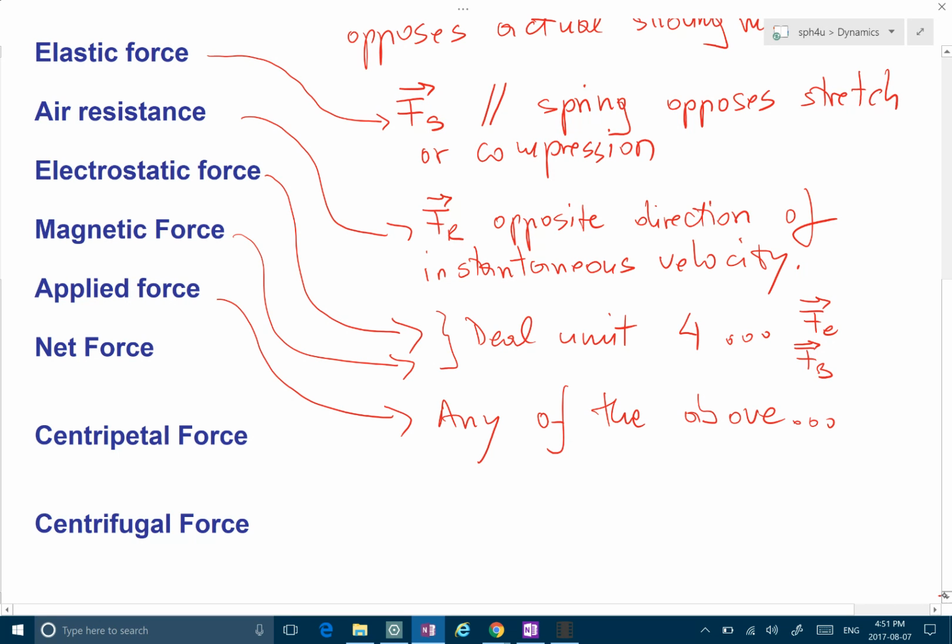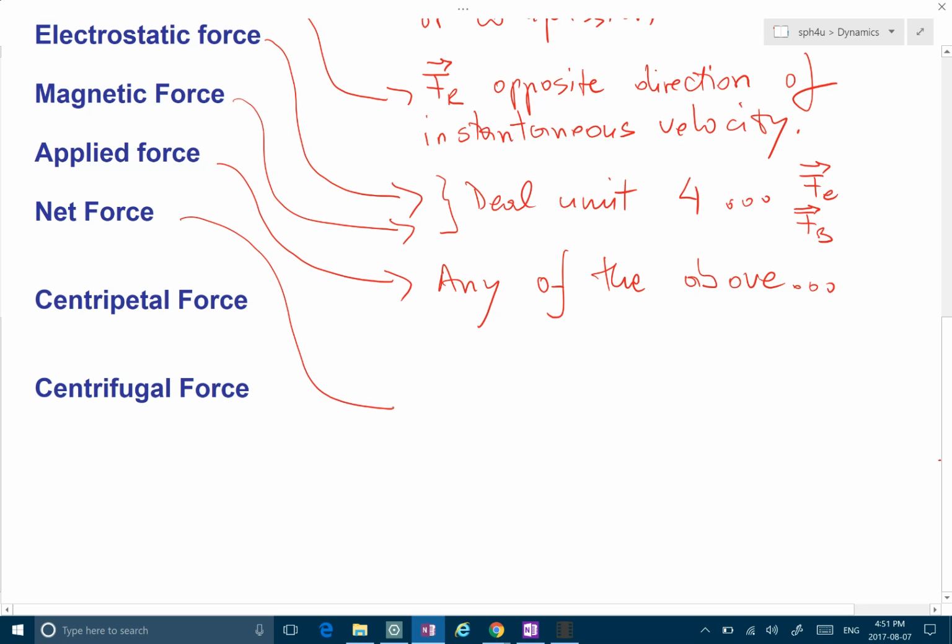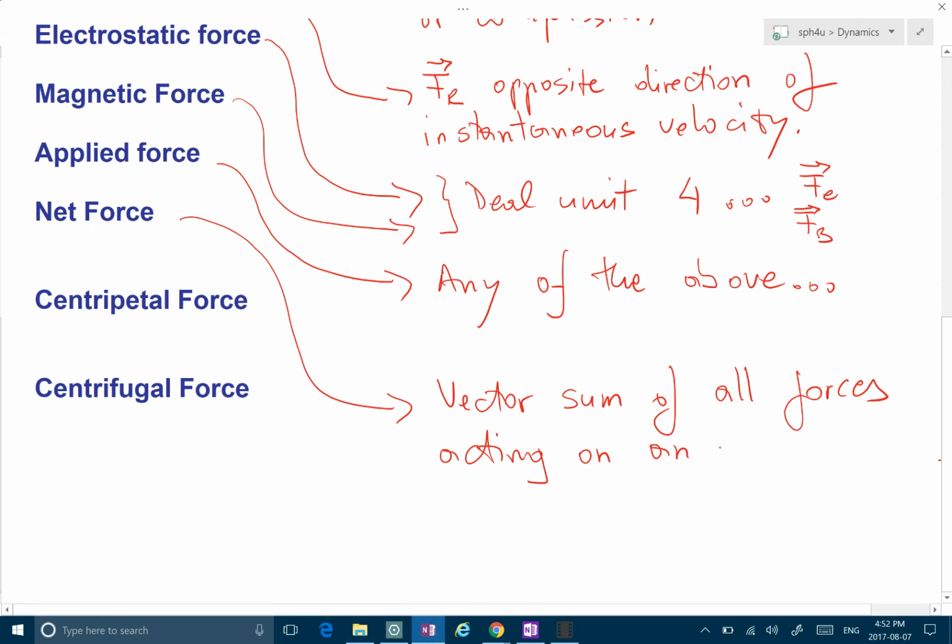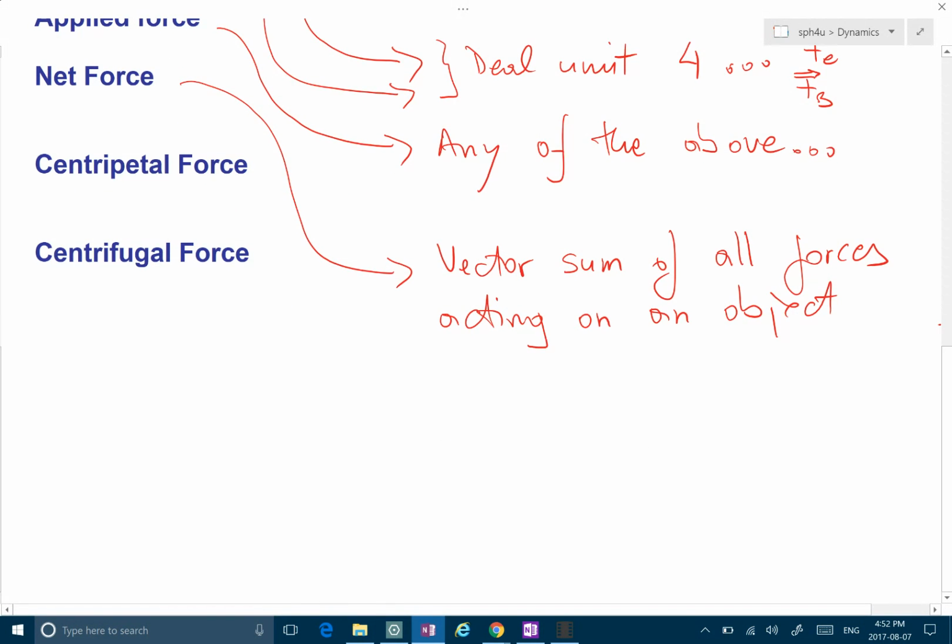all right? Then we have the net force, which is the vector sum of all forces acting on an object. All right. And whatever we learned about vector addition or subtraction, it applies here as well.